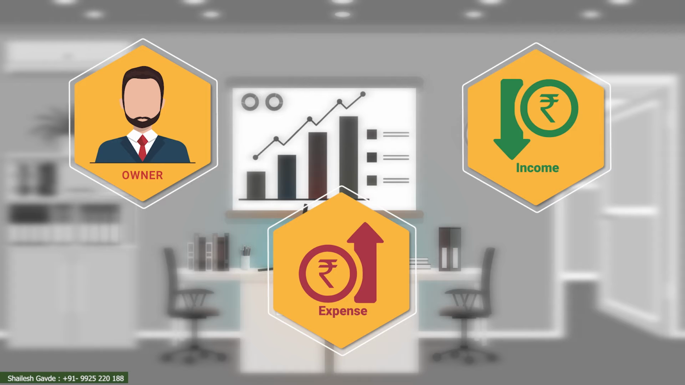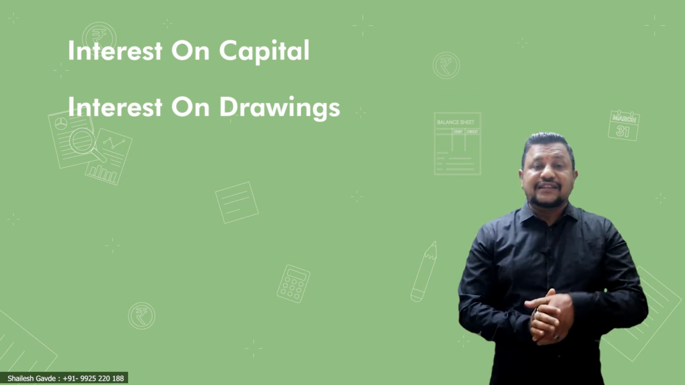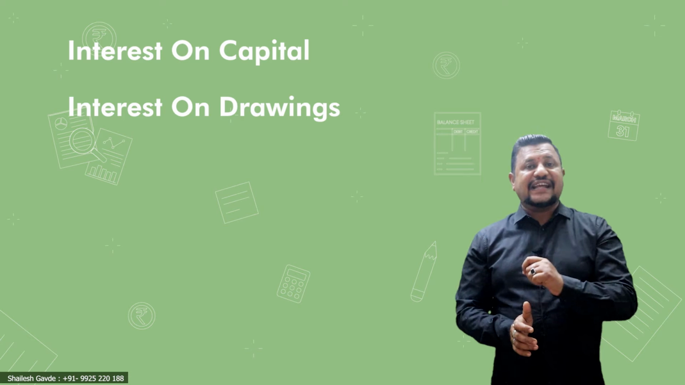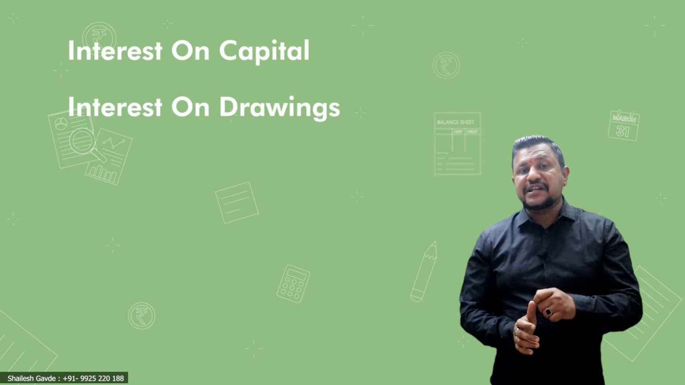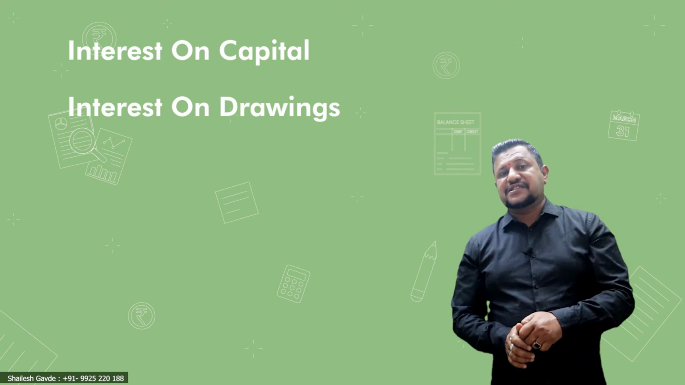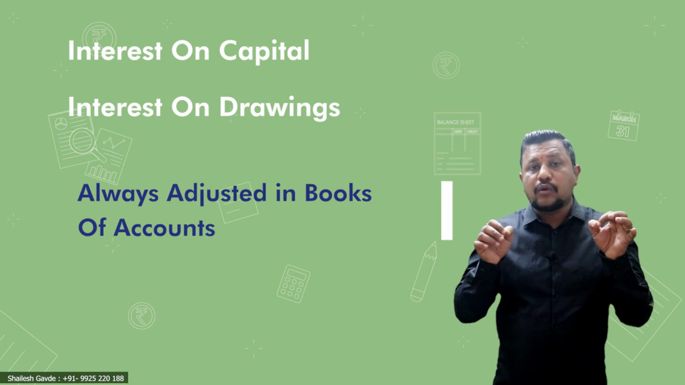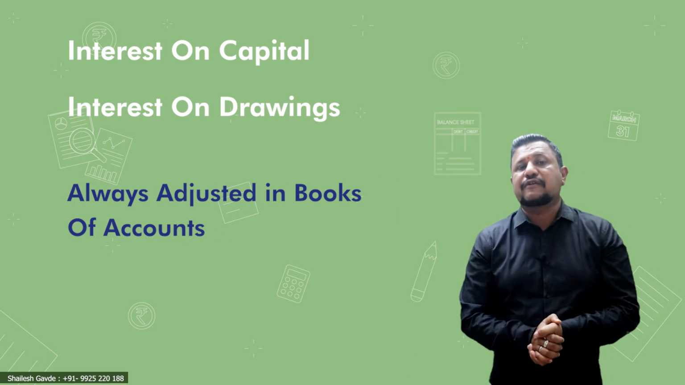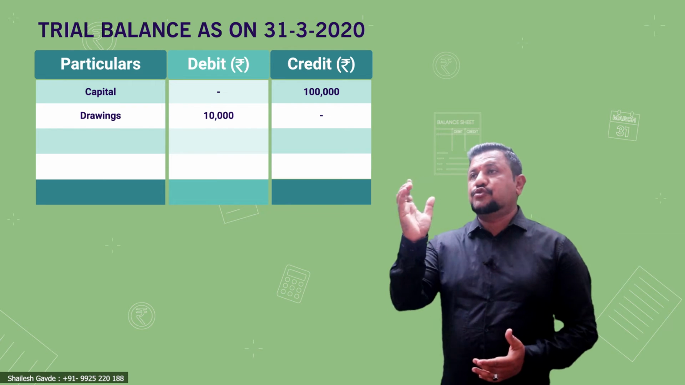Well, the most important thing, students: interest on capital and interest on drawings, these transactions are never done in cash. They are book adjustments. That means these transactions are always adjusted in books of accounts at the end of the year. We'll take a trial balance as on 31st March 20.